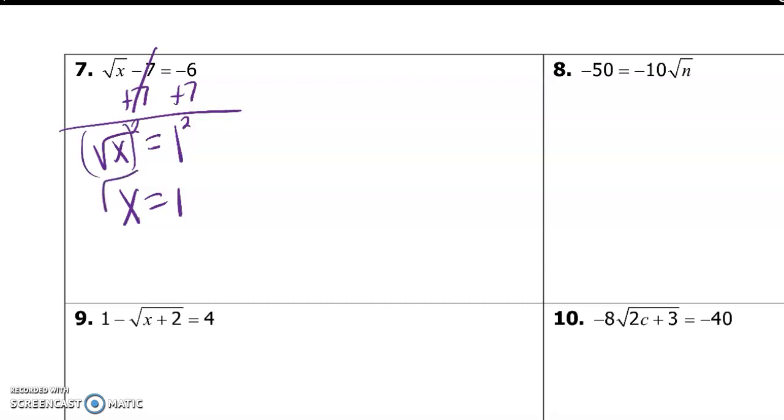A lot of people think the answer is 2. 1 squared is just 1. So when you type this into your calculator, you need to make sure you end the square root sign after the 1, and then minus 7 to give you negative 6.